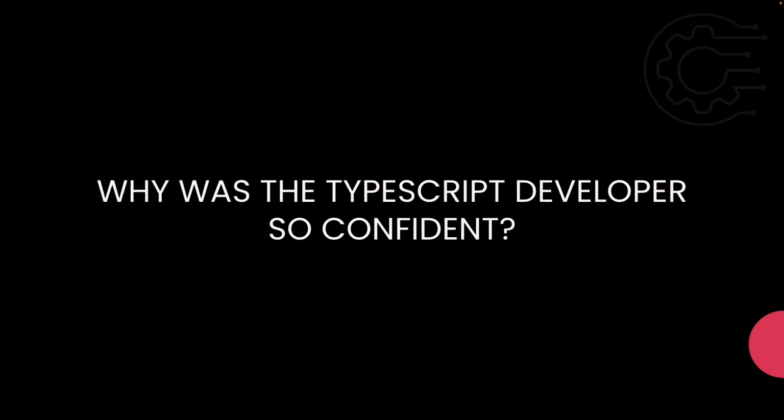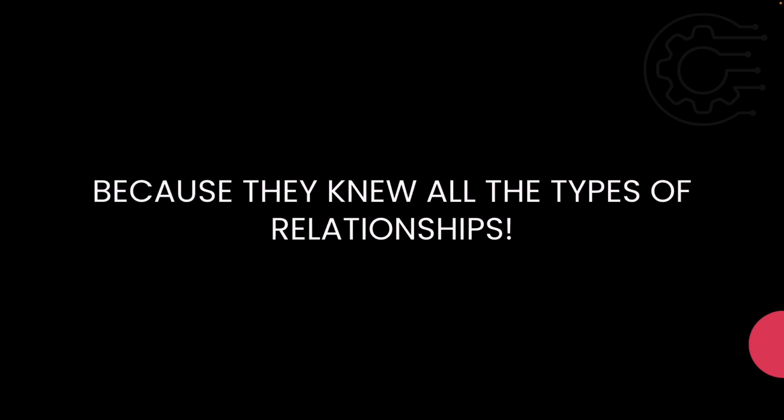So just kind of like a recap maybe from last week for those who were here. Why was the TypeScript developer so confident? Can anyone guess? Because it can detect errors in the runtime. Yeah. Any more answers? It's actually dad jokes. It's just supposed to be funny, so I'm not sure how funny it is. Because they know all the types of relationships, right? So that's what we learned last week about types.